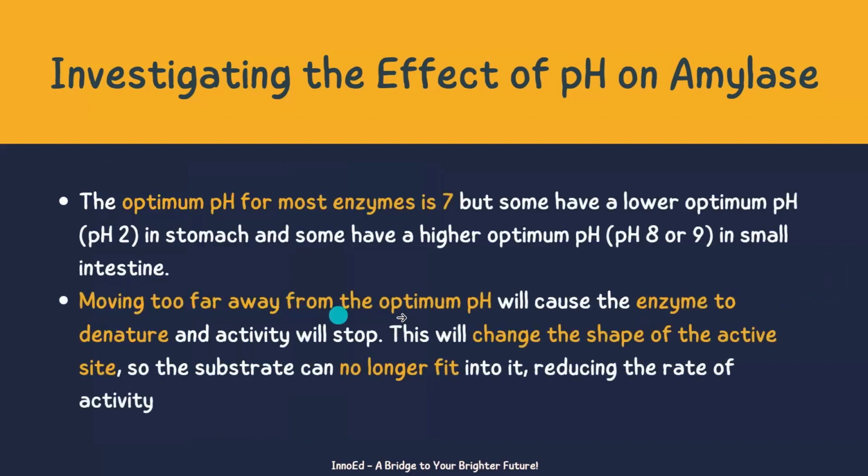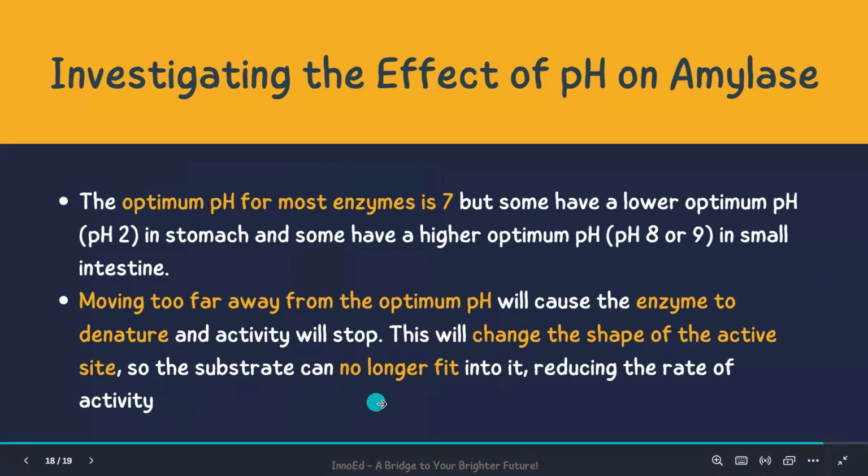Moving too far away from the optimum pH will cause the enzyme to denature, and so the activity will stop, just like with temperature. This will change the shape of the active site, so the substrate can no longer fit into it, reducing the rate of the reaction.